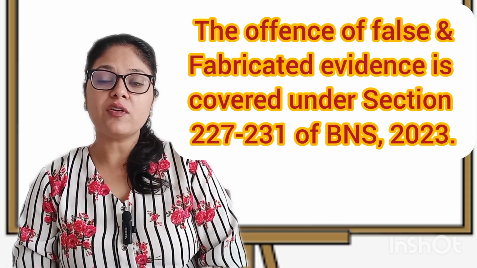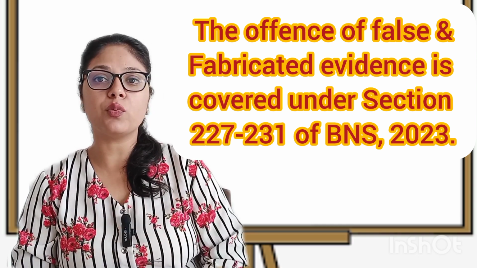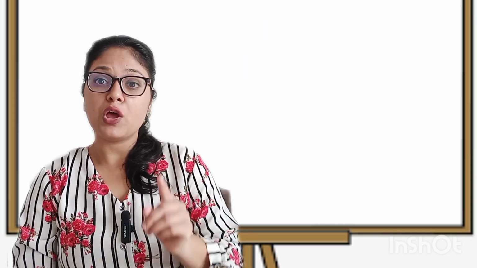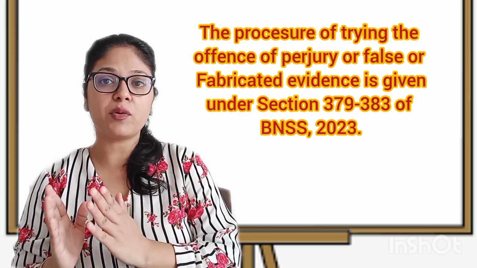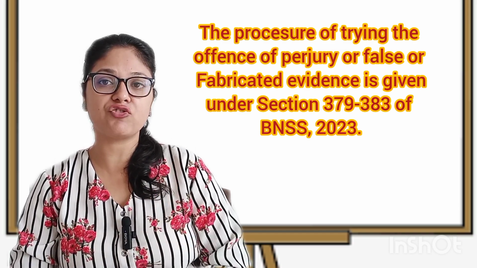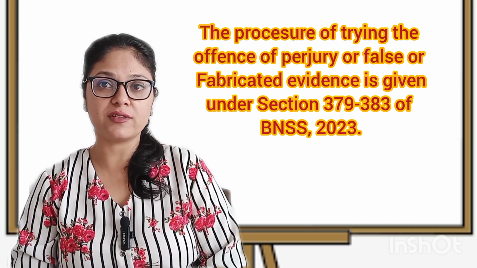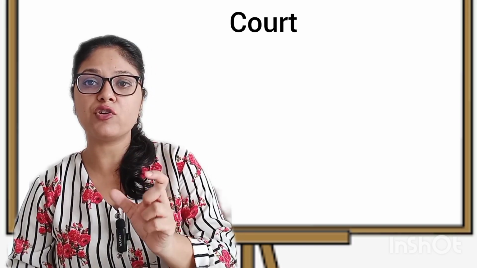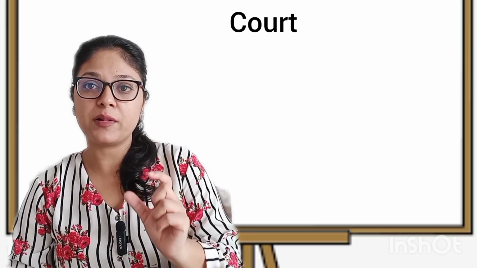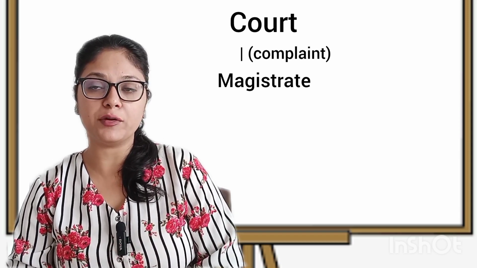Now, the offense of false and fabricated evidence is covered under sections 227 to 231 of the Bharatiya Nyaya Sanhita. The procedure of trying the offense of perjury or false or fabricated evidence is given under sections 379 to 383 of the Bharatiya Nagrik Suraksha Sanhita. Now, the provision says that the court before whom the offense of perjury is committed has a right to make a complaint to the magistrate to try the offender.